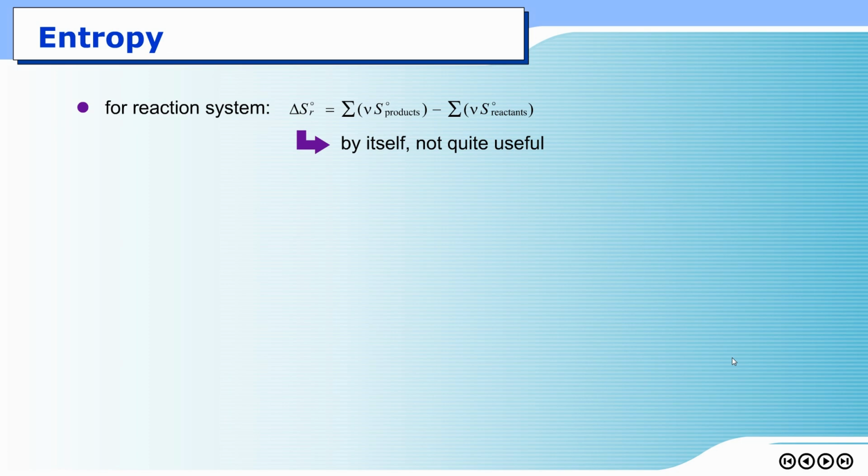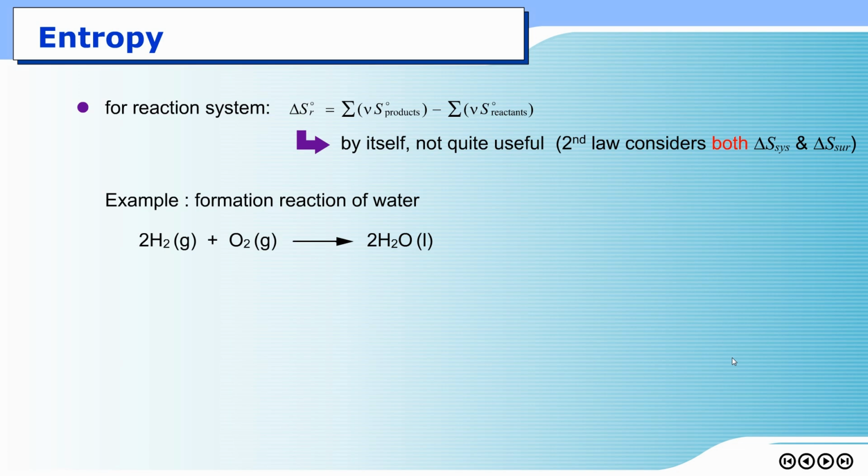However, entropy change of the reaction by itself is not quite useful, simply because according to the second law, the change in entropy of the system only is not enough to predict whether the process is spontaneous or not. We need both delta S of the system and delta S of the surroundings. Let me give you an example. This is a formation reaction of water, but it is not exactly a formation reaction because the coefficient here is 2. If we consider the formation reaction, this number is supposed to be 1.